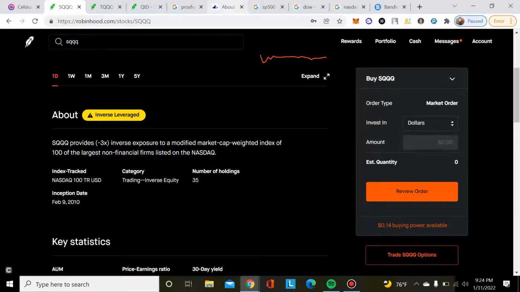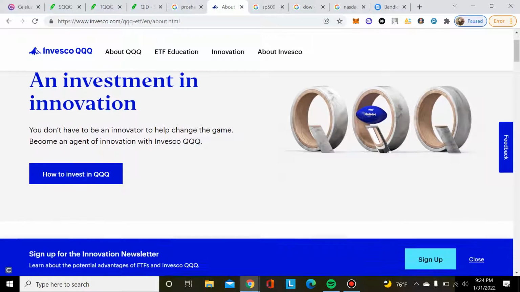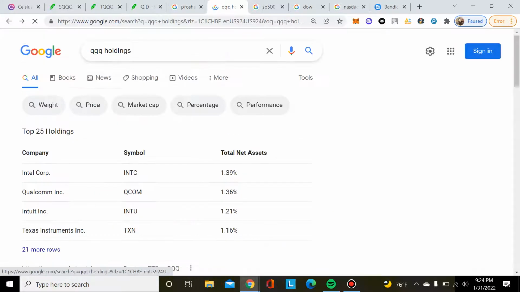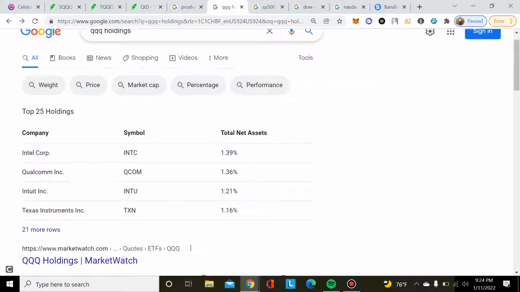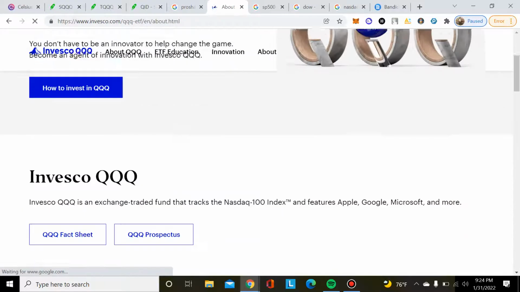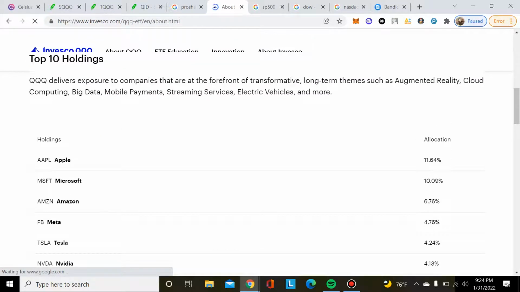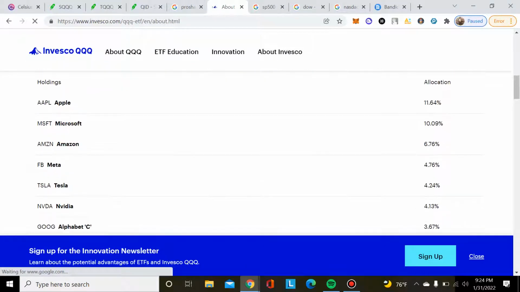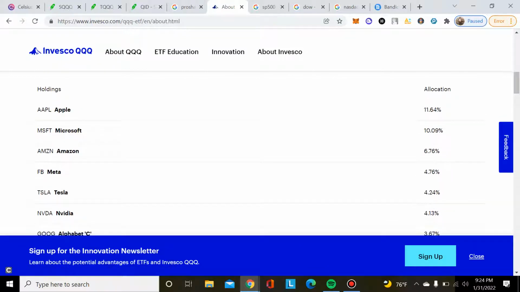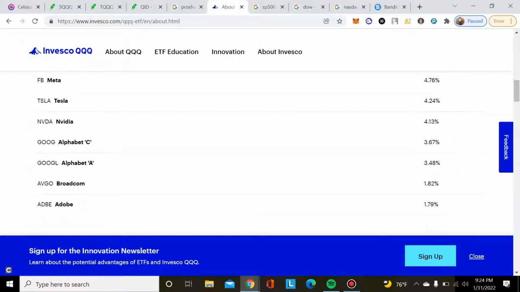So if you want to find out what's in the QQQ, something as simple as searching the holdings of the QQQ works. The QQQ mainly holds companies of the Nasdaq. You see their main holdings are like Apple, Microsoft, Amazon, Facebook, Tesla, Nvidia.